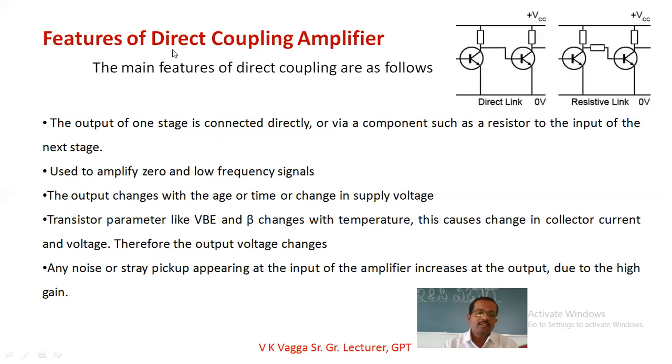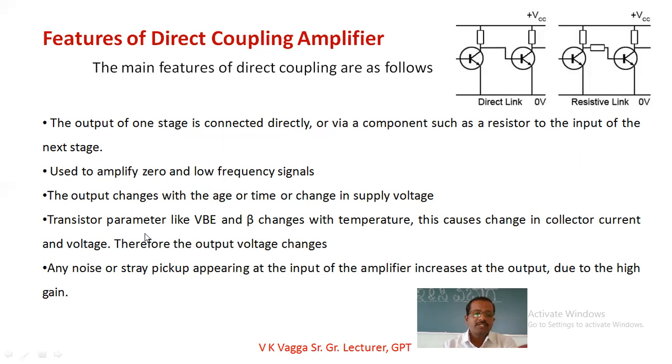So in the direct coupling amplifier, the output of one stage is connected directly, or via a component such as a resistor, and it is mainly used to amplify zero or low frequency signals. In this case, the output changes with age or time, mainly due to the change in the supply voltage, and according to that the output changes.